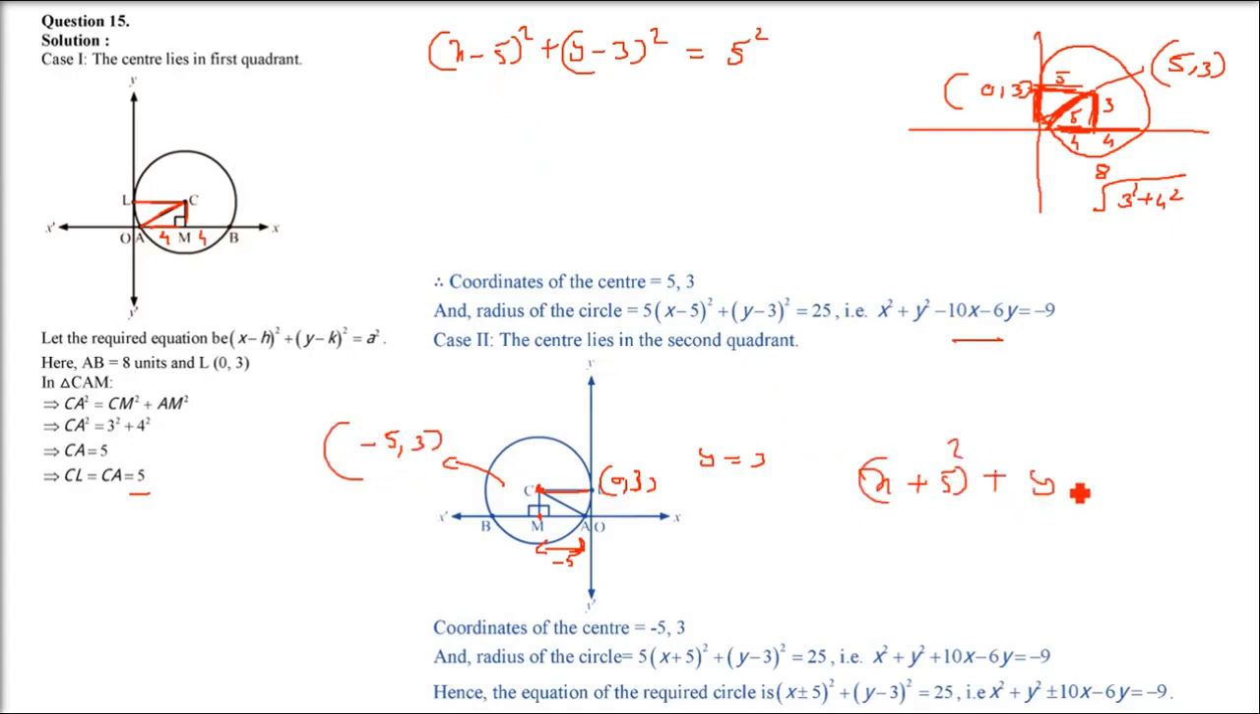This is the only difference between the first and second scenarios. So now this will be x minus minus 5, that is (x plus 5) whole square plus (y minus 3) whole square equals 5 square, and this is the final equation. So when you combine these two, you can just write it in plus minus form. So these two equations are the solution.